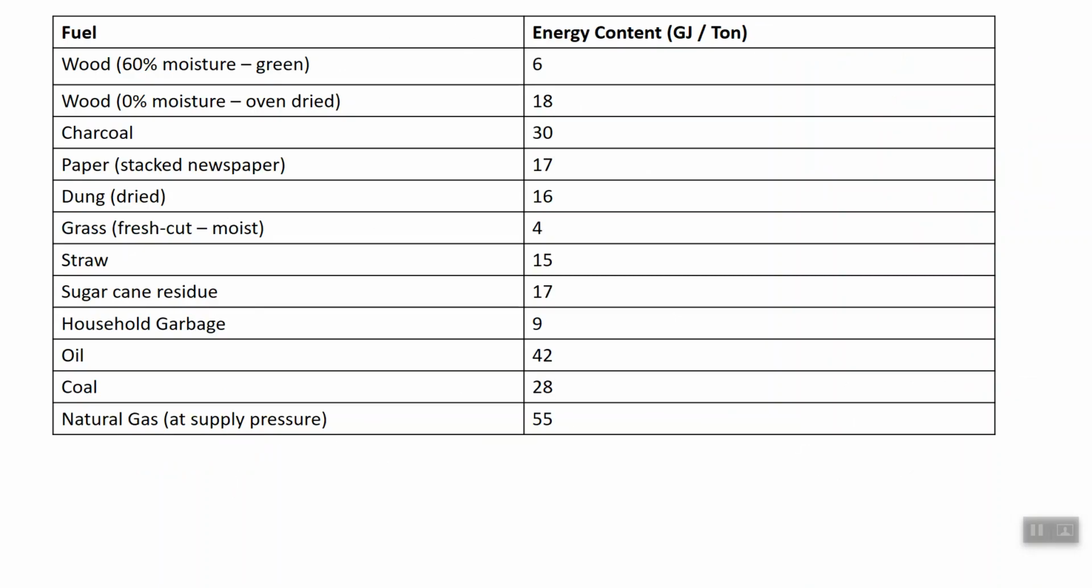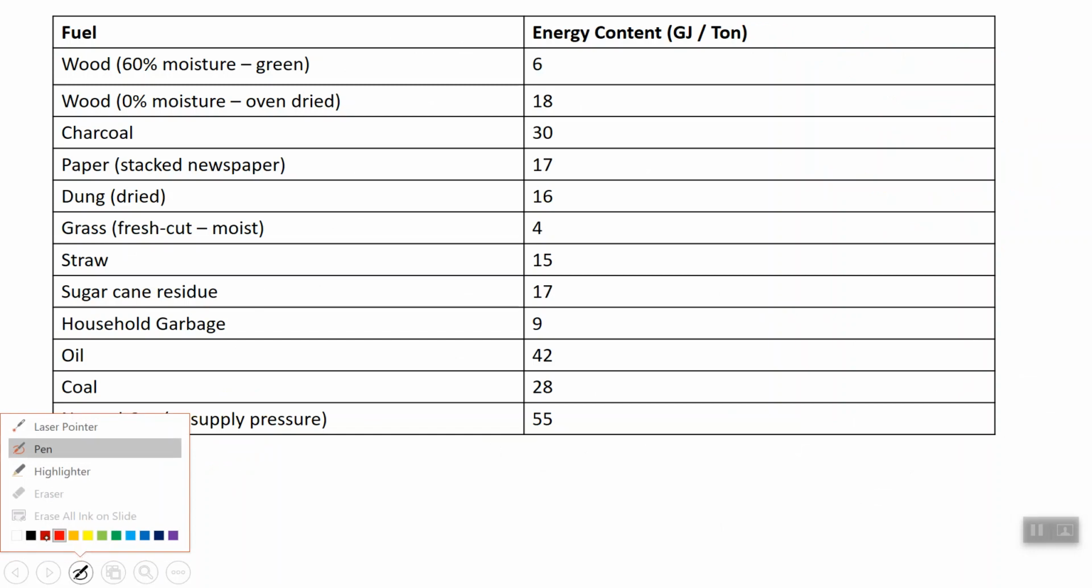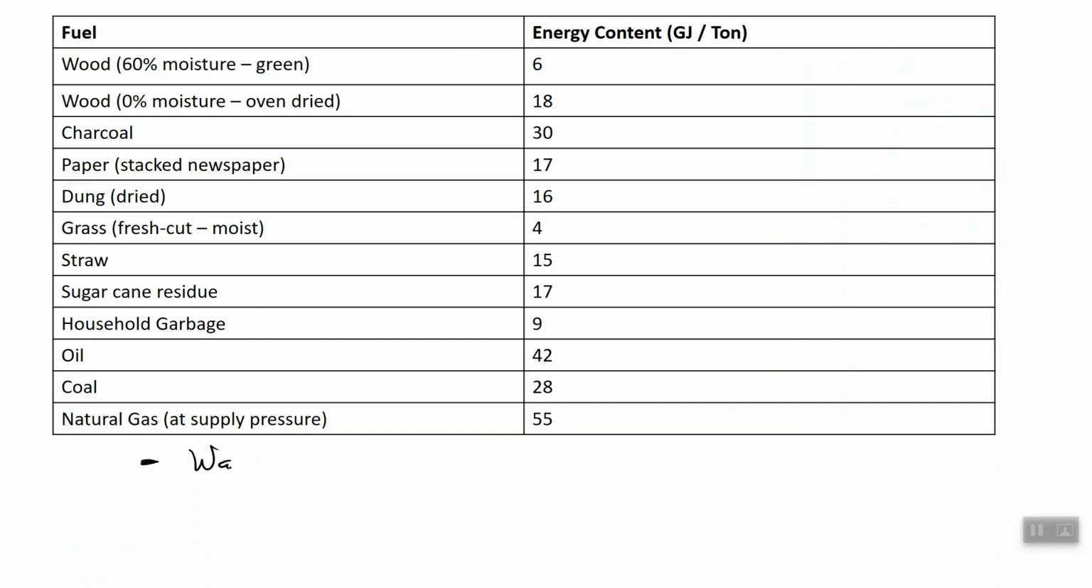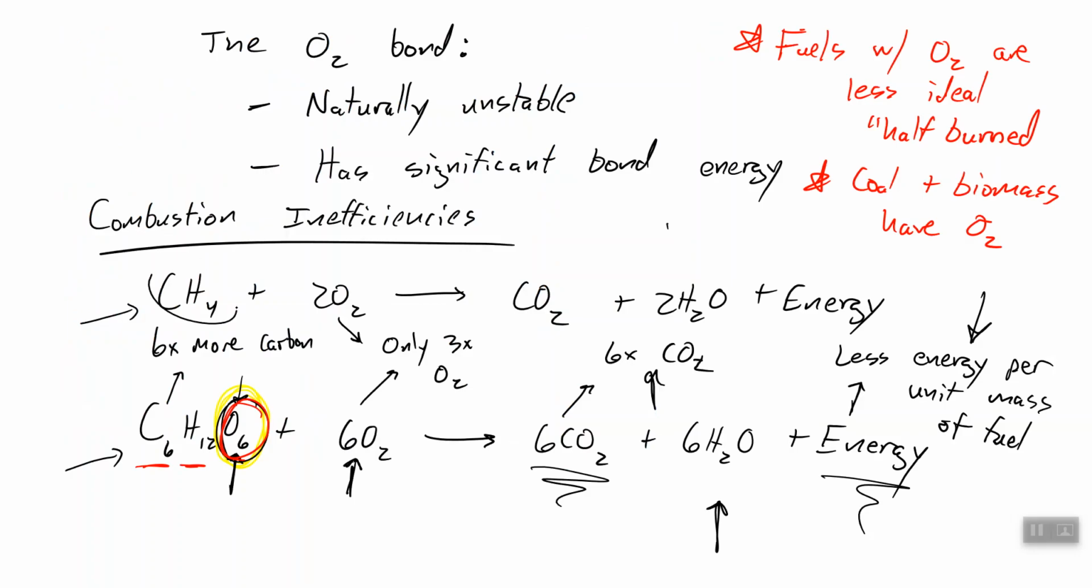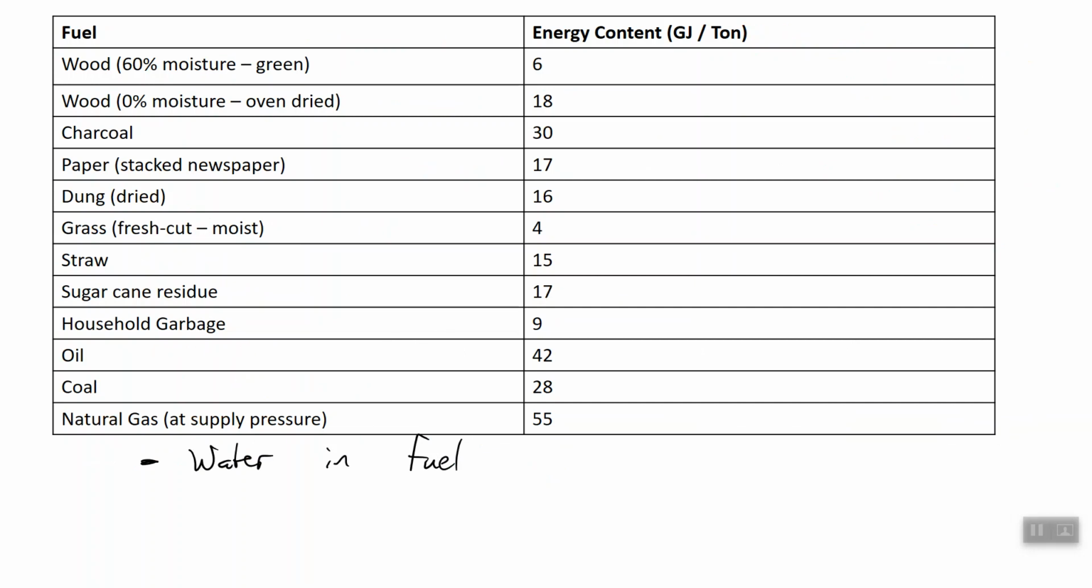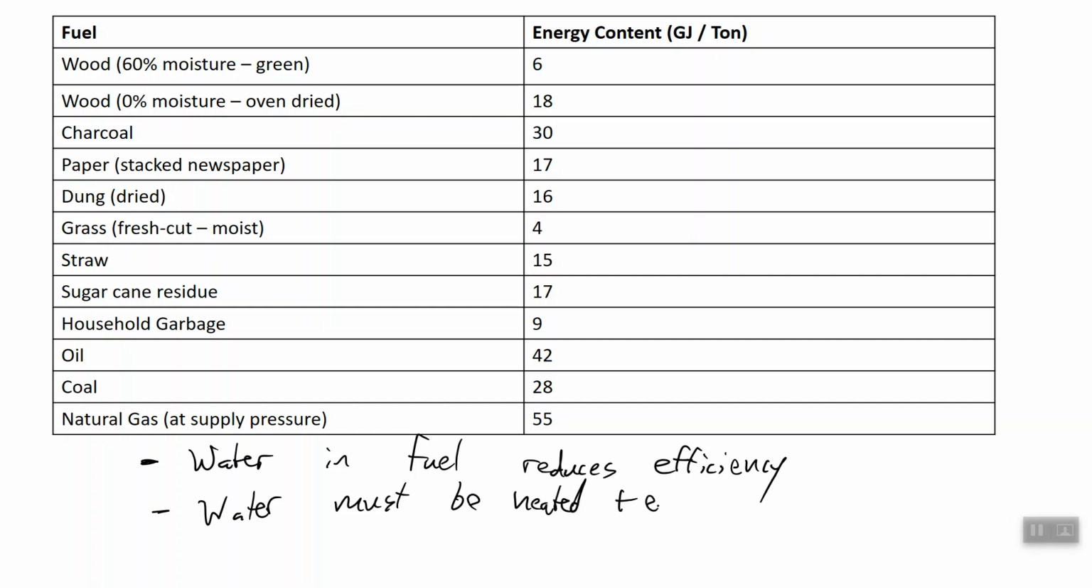Okay, next let's talk about water. So if we have water in our fuel, not in the fuel itself, like not in the methane, but mixed in with our fuel, that reduces our combustion efficiency. And that's because the water must be heated and evaporated, which takes some of that energy that we had stored. Instead of releasing it as thermal energy, it is used instead as latent energy in this water.